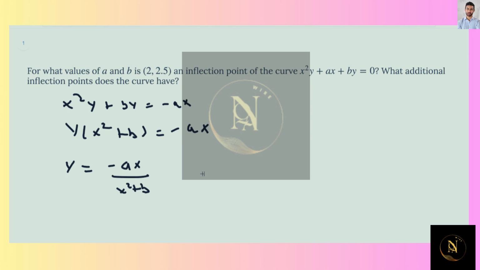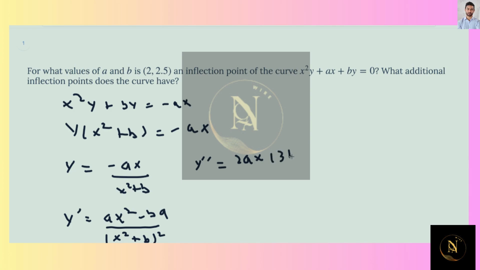Now we can take the derivative, since we want to get to the second derivative, because we know that an inflection point means that the second derivative is equal to 0. I did this earlier, so the first derivative comes out to be (ax squared minus ba) over (x squared plus b) squared. And then the second derivative, y double prime, is equal to 2ax times (3b minus x squared) all over (x squared plus b) cubed.